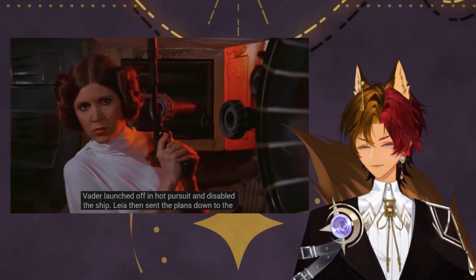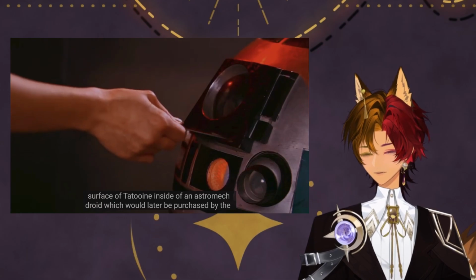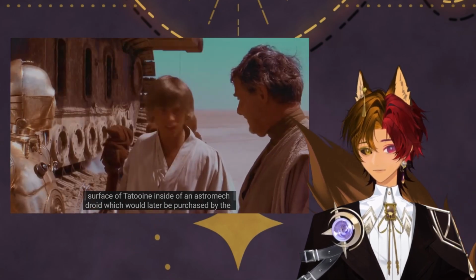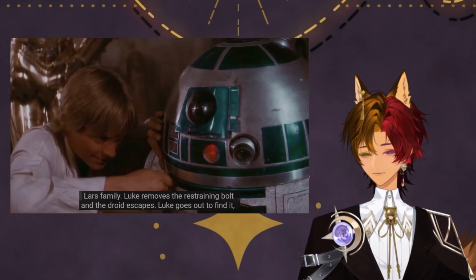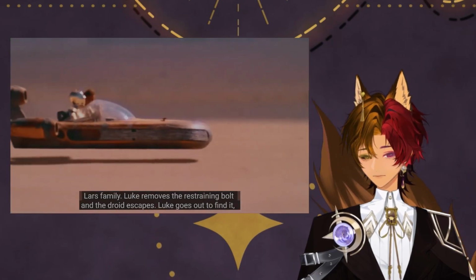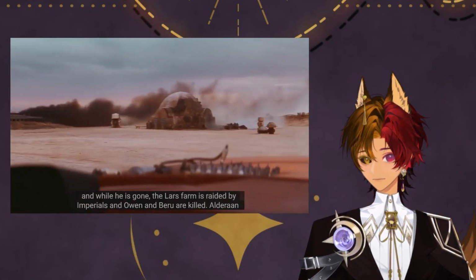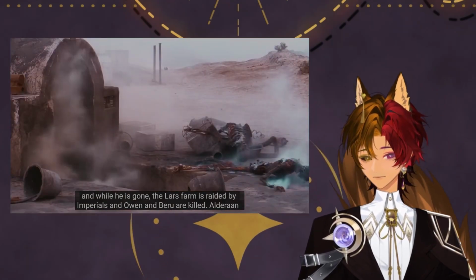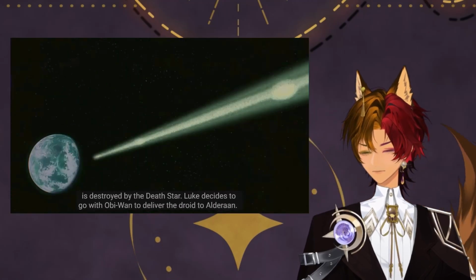Leia then sent the plans down to the surface of Tatooine inside of an astromech droid, which would later be purchased by the Lars family. Luke removes the restraining bolt and the droid escapes. Luke goes out to find it, and while he's gone, the Lars farm is raided by Imperials and Owen and Beru are killed. Alderaan is destroyed by the Death Star.